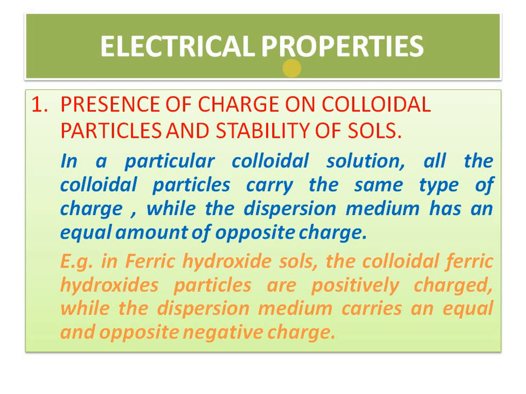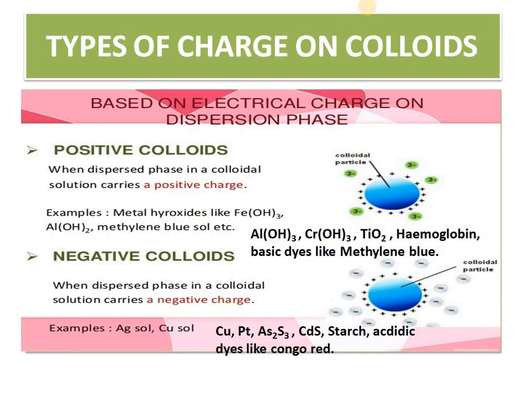In ferric hydroxide sol, the colloidal ferric hydroxide particles are positively charged, while the dispersion medium carries an equal and opposite negative charge. Meaning to say that this positive charge will be adsorbed on the ferric hydroxide, and overall the ferric hydroxide particles will have positive charge, and the dispersion medium will have the opposite negative charge. Now, what do we mean by positive and negative? Further examples we can take up.